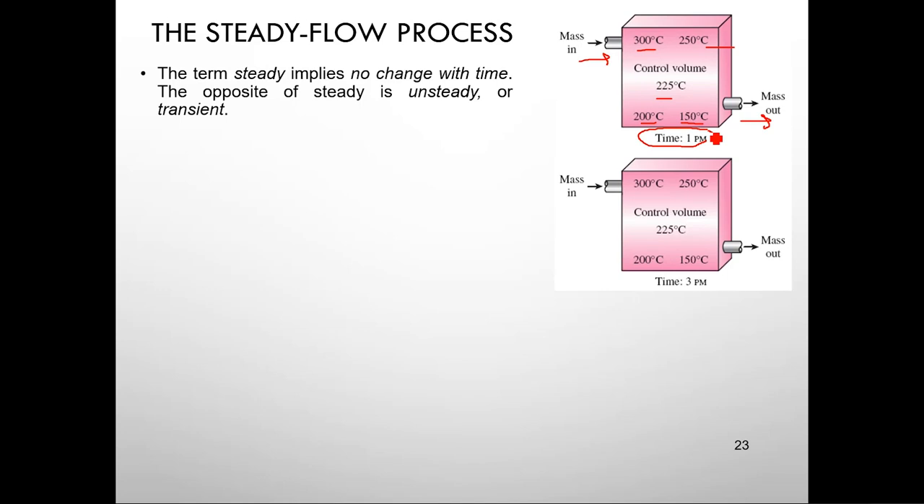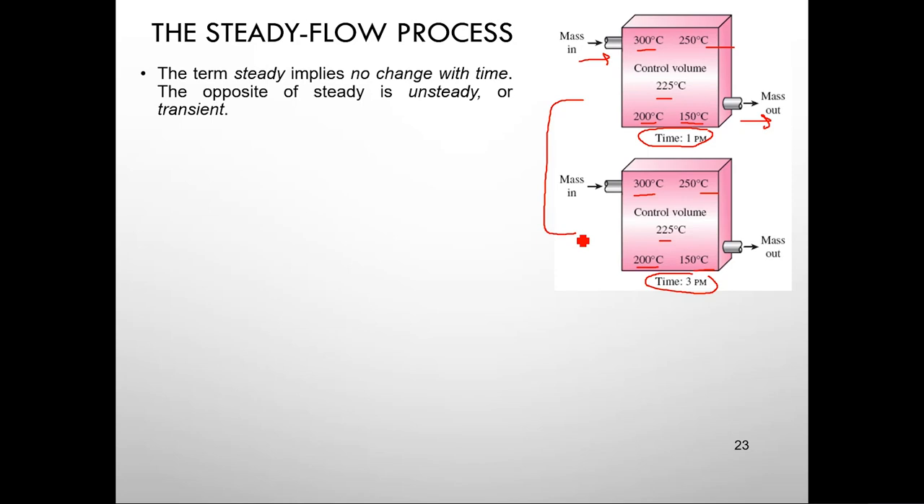If I analyze the system at some other time, let's say 3 p.m., I see that the property of the system, which is temperature, has not changed with respect to time. Clear? So between these times, my system was operating under steady state conditions. That means the characteristics of my system were not changing with respect to time. Clear enough?